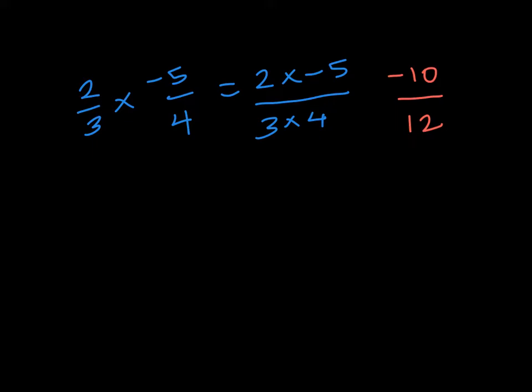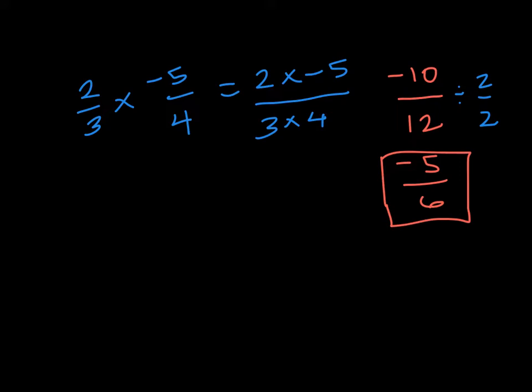I'm not done yet because I can simplify that fraction. 10 and 12 are both even numbers, so I know that I can divide 2 into 10 and 12. Remember to divide into both the numerator and denominator. -10 divided by 2 is going to give us -5. And 12 divided by 2 is going to give us 6. So our final answer is going to be -5/6.